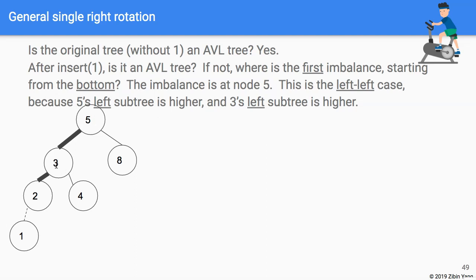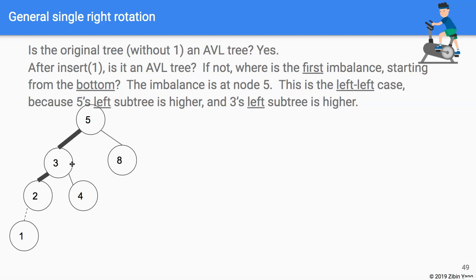Now this is starting at node 5. This is going to be the left case. And why? How do we know it's the left case? Well, you look at the height of the left subtree and the right subtree. The left subtree is higher, right? So that means the imbalance occurs on the left side. So that is the first left.